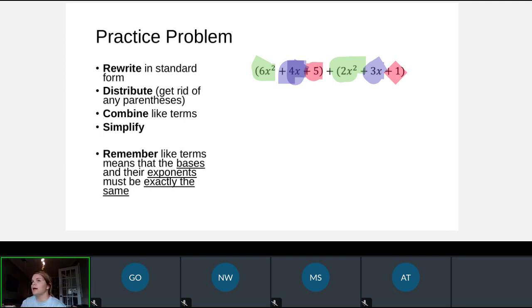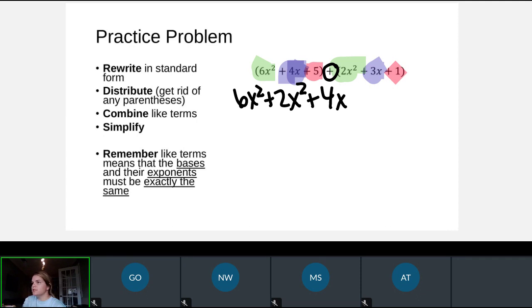All right, so I'm going to combine the like terms. Combine means I'm going to use the sign that's in between the parentheses. So I'm going to add the like terms. So in my green, I've got 6x squared plus 2x squared. Those are my like terms.